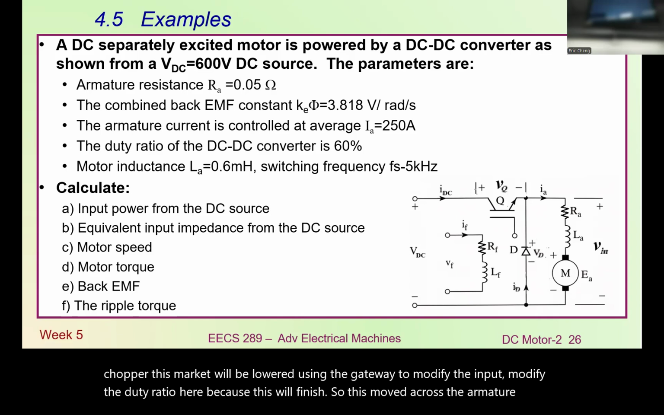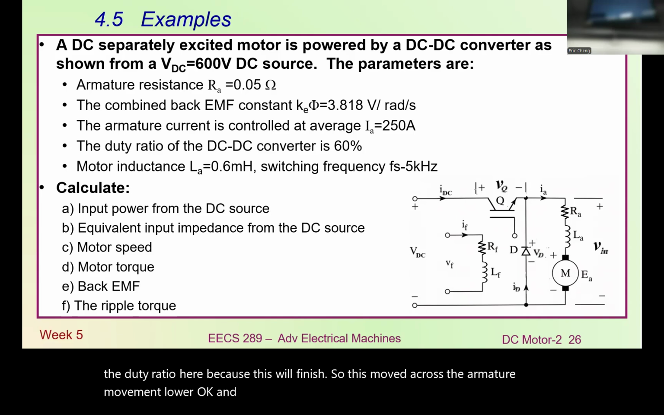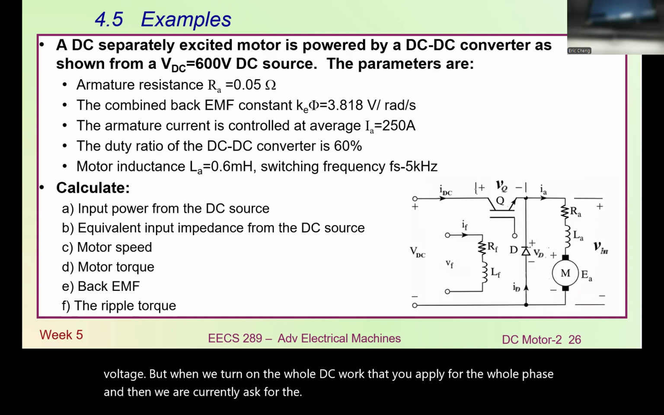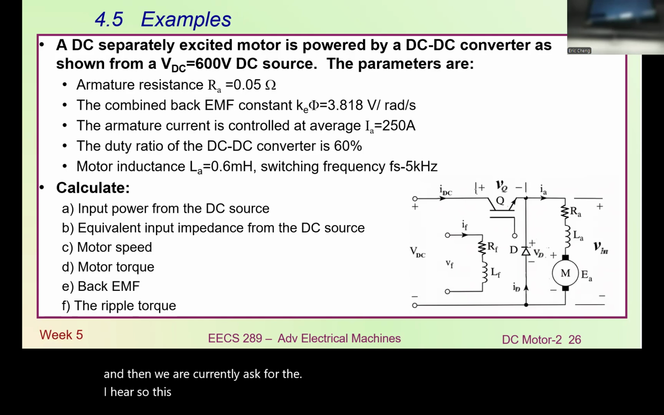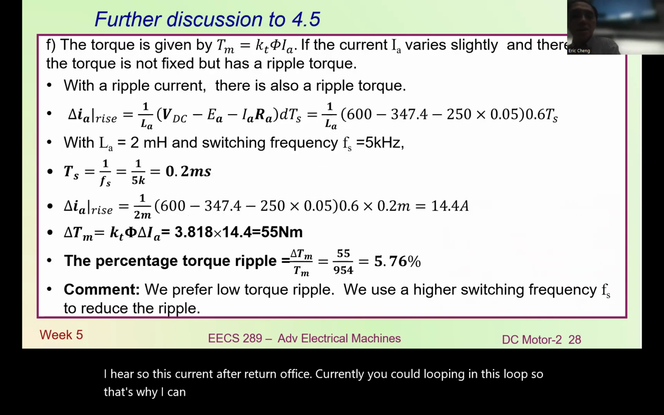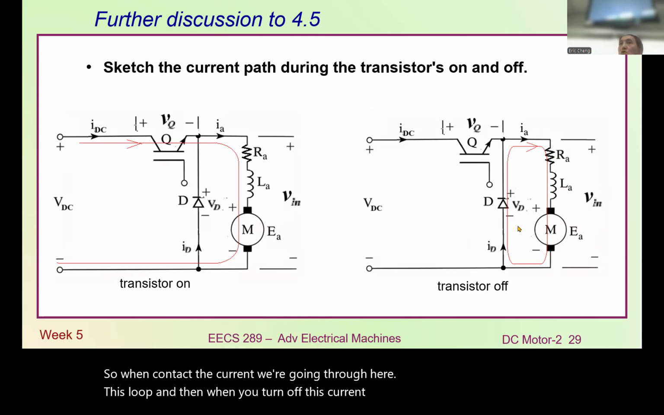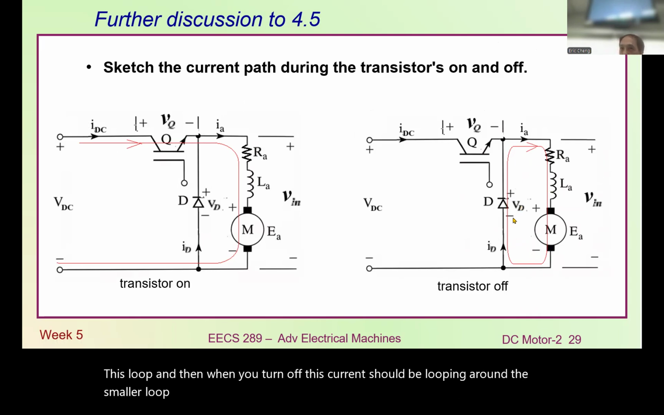So this voltage across the armature will be a lower voltage. And then the back EMF will be a large percentage of this average voltage. But when we turn on, the whole DC voltage is applied, and then we have current passing through the IA here. After we turn off, this current needs to loop in this loop. So when conducting, the current goes through here in this loop. And when we turn off, this current loops around the smaller loop here to continue the current.